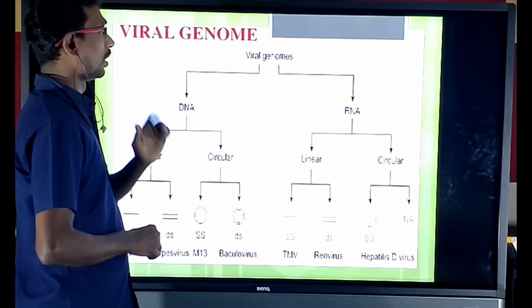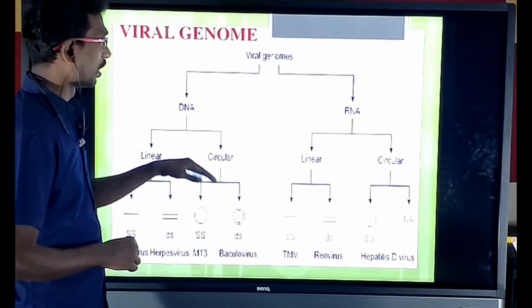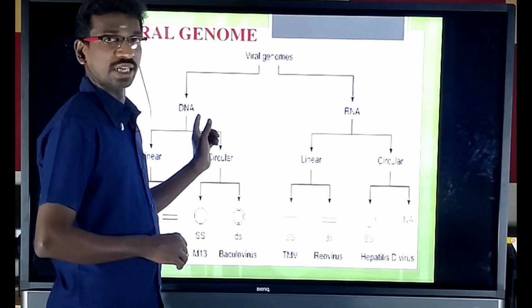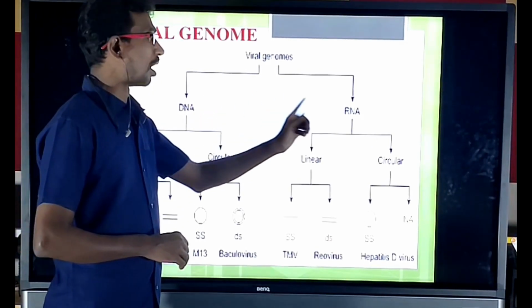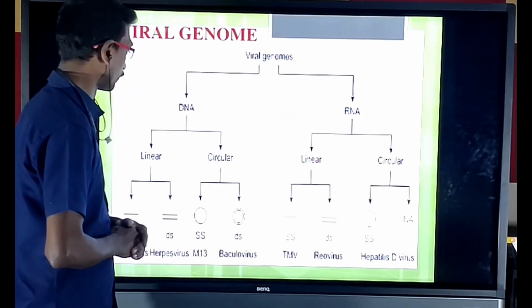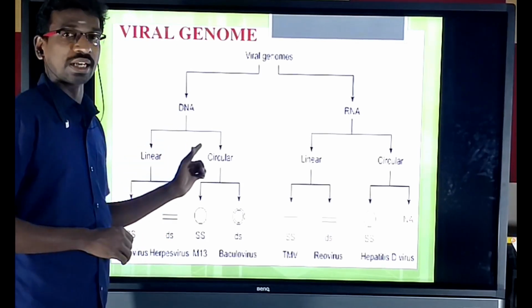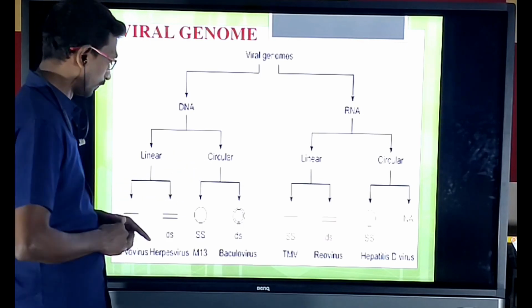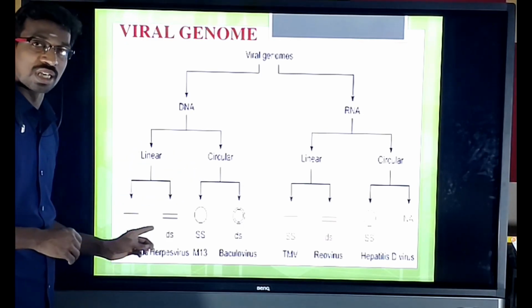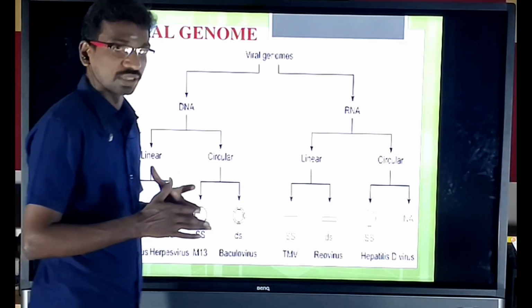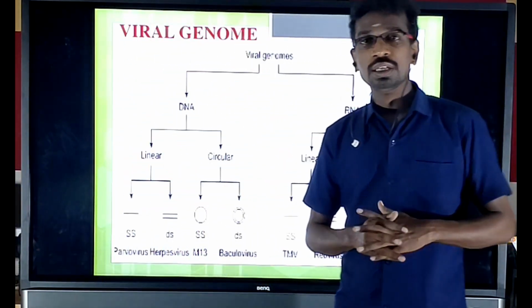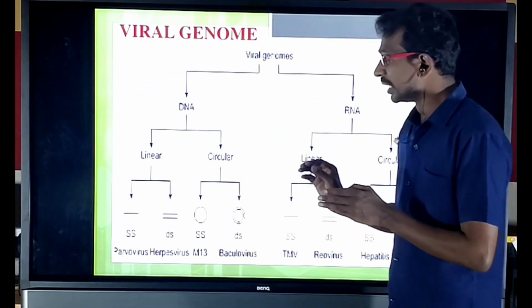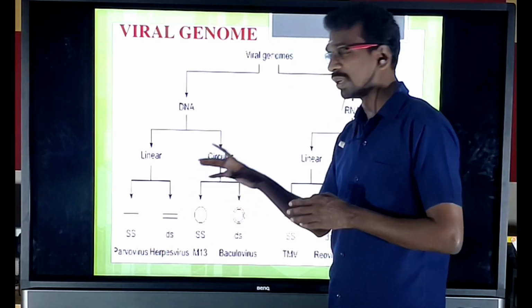Next we will look at the viral genome. Once again, the viral genome may be DNA, meaning deoxyviruses, or RNA, meaning riboviruses. DNA may be linear or circular. In linear, it may be single stranded or double stranded. We already discussed this in the Baltimore classification. David Baltimore also said that it may be single stranded or double stranded.